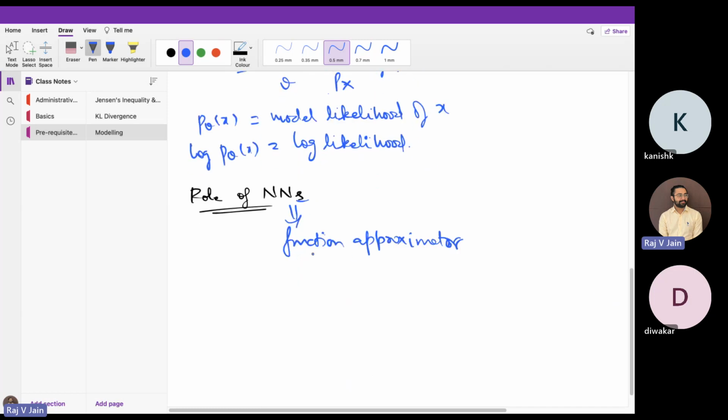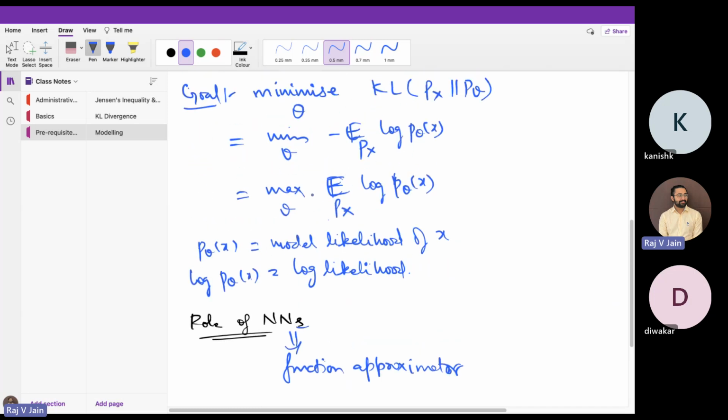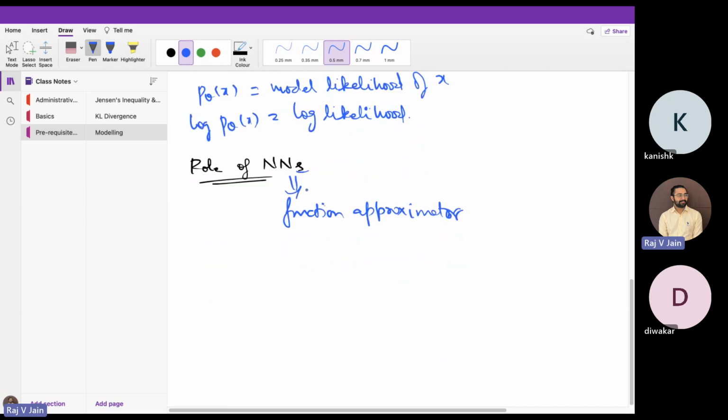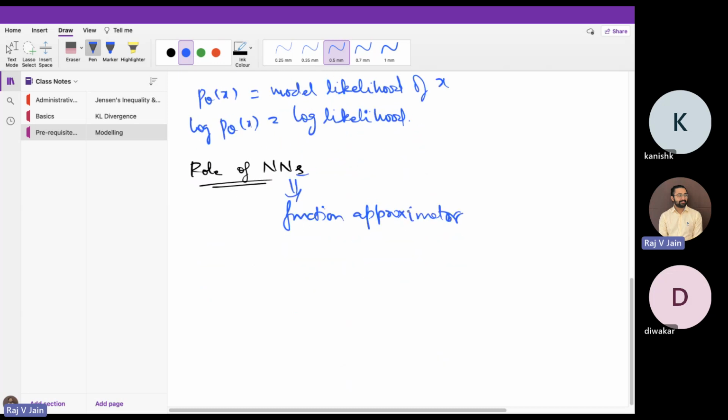So let's say in any place in this whole derivation of VAEs, wherever we need to approximate any function as such, what we will end up doing is we'll say, okay, I have a neural network which can approximate any function, and its parameters is what we will try to learn, right? So our model will turn out to be a neural network for the sake of function approximation, right? A function approximator.